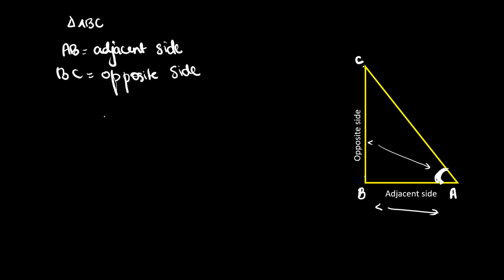And what is this side? CA. CA is the hypotenuse. So hypotenuse is the longest side in the right triangle, that is CA. So AB is the adjacent side, BC is the opposite side and CA is the hypotenuse.